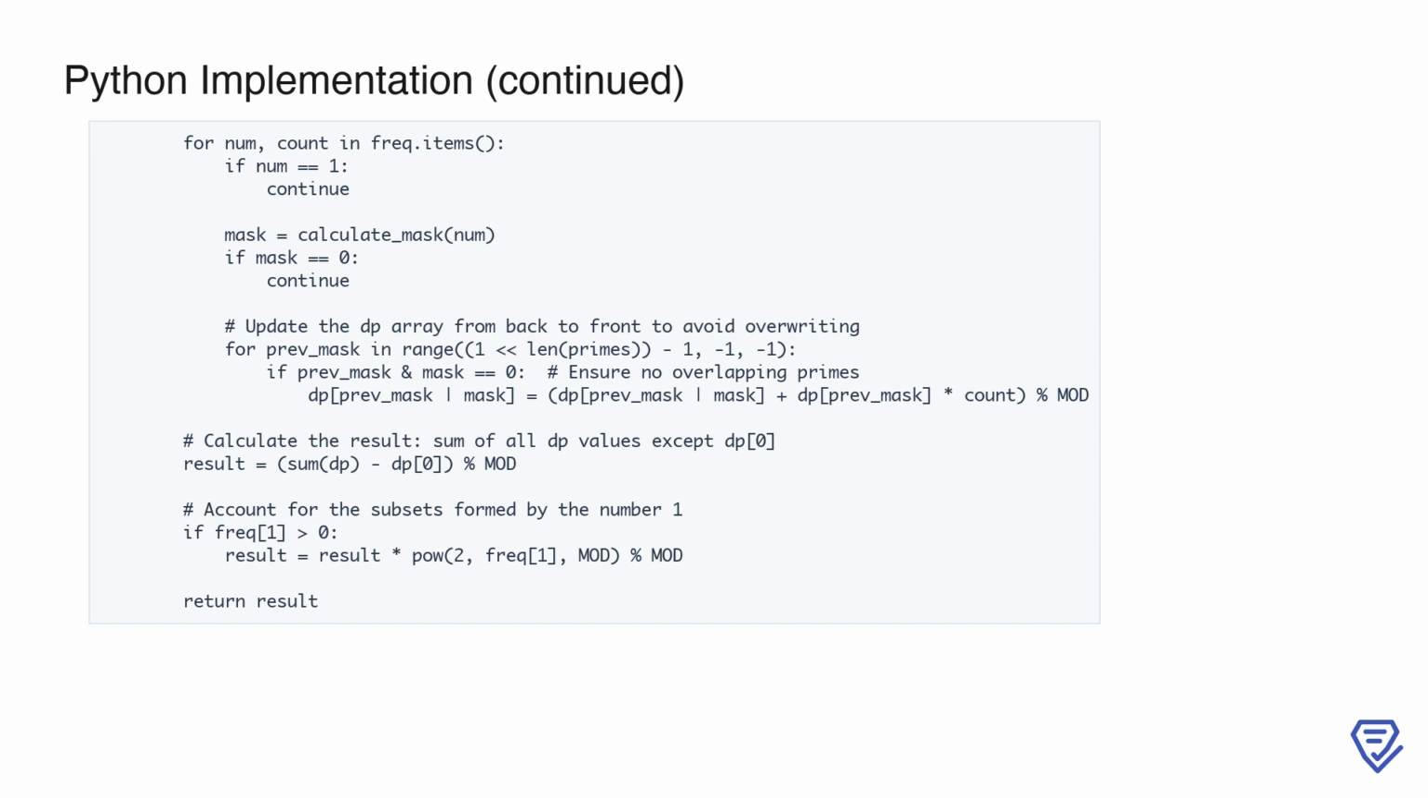Finally, we account for subsets formed by the number 1 by multiplying the result by 2 raised to the power of the frequency of 1, modulo mod. The method then returns the final result.